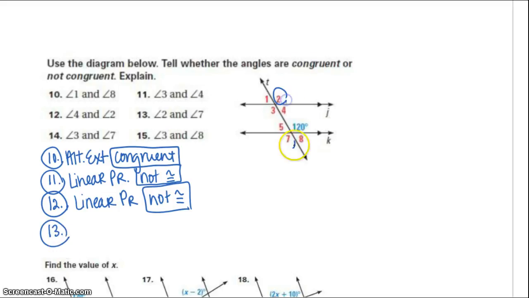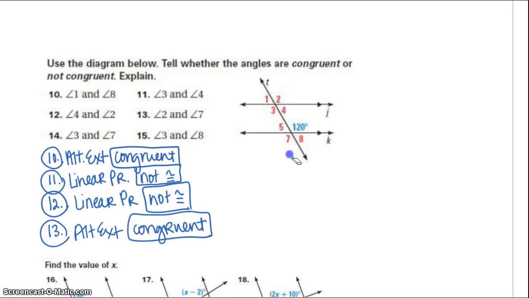2 and 7. Boom, boom. What kind of angles are those? Alternate exterior. And alternate exterior angles, we already talked about this one. They're totally congruent. Look at number 10. We already said it. Alternate exterior is congruent. All right, so let's do number 14.